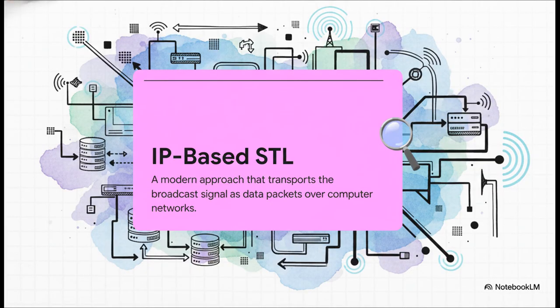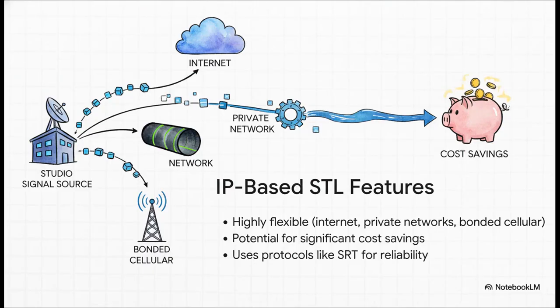And this leads us to the new kid on the block, the super flexible option, the IP-based STL. What this does is pretty clever. It takes your broadcast signal, chops it up into data packets, just like an email or a Netflix stream, and sends it over a regular computer network. And honestly, the flexibility is a total game changer. You can use a regular business internet connection, a private network, even a bunch of cell signals bonded together.